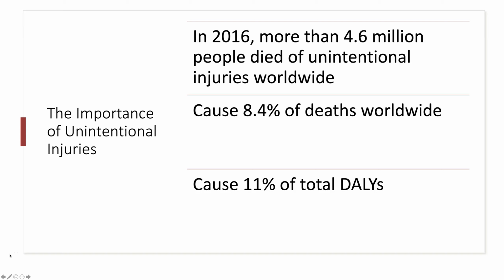So the reason that we're so concerned about unintentional injuries is that in 2016, more than 4.6 million people died of an unintentional injury worldwide. It's the cause of death of 8.4% of the population. And for the cause of disabilities, it happens to be about 11%. So you can see actually more people have disabilities related to unintentional injuries versus deaths related to unintentional injuries.